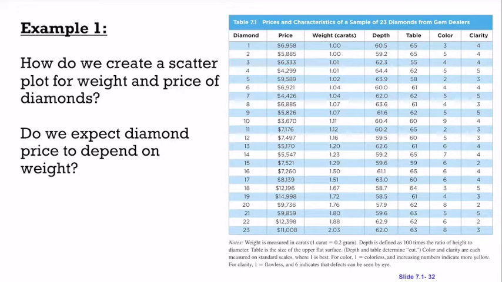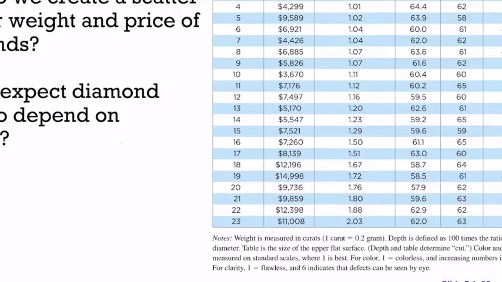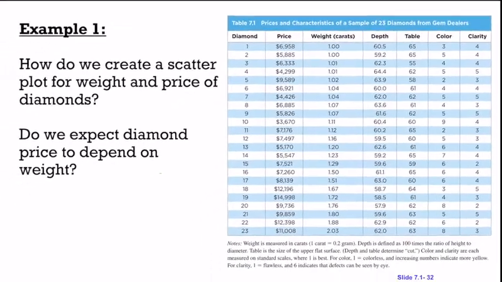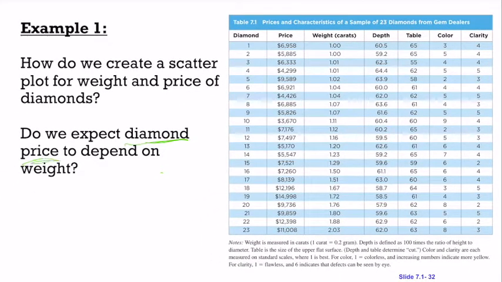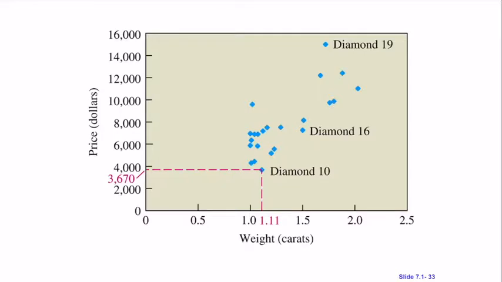So for example, how do we create a scatter plot for weight and price of diamonds? Here's some actual legit data. Of course, we would expect a diamond's price to depend on its weight, right? We would expect those two things to be related. The more the diamond weighs, the bigger it is, the more it's going to cost. Let's take a look at that scatter plot.